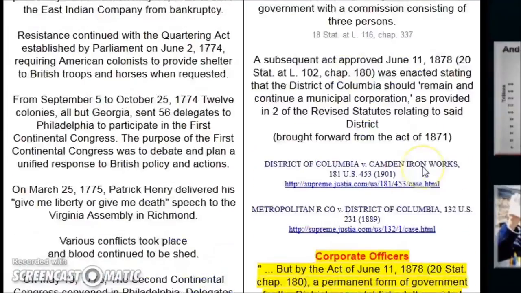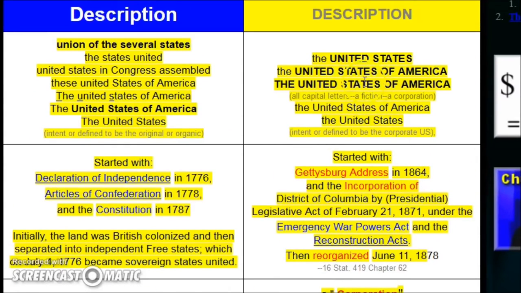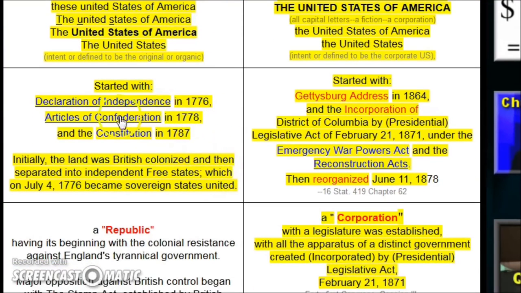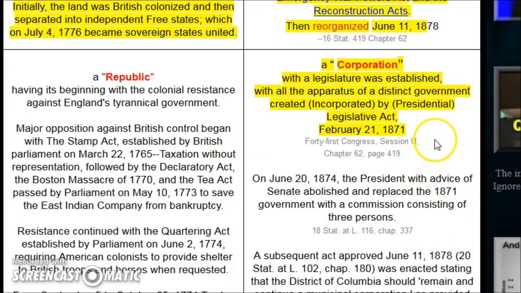So corporate officers, by this act, we can see that it was created to make a corporation, again, United States capital letters versus small letters over here. We can see it started with old school, what we thought we had, the Declaration of Independence, Articles of Confederation, Constitution, which were taught in school. But that was changed in 1871 with the Treasonous Congress, creating Washington, D.C. We had the Gettysburg Act in 1864, declaring emergency war powers under the Reconstruction Act. So this put us in martial law, and some argue we've never been out of martial law.